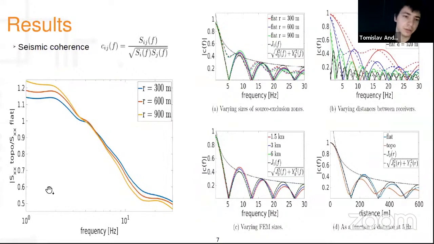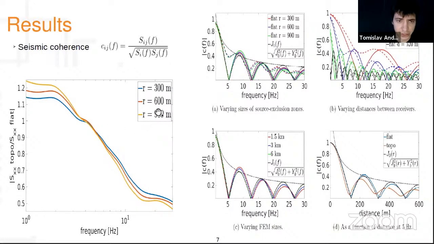The first measure that we were using is the ratio of autospectral densities of the topographic model case and the flat model case. And that's shown in the plot on the left. So as you can see, topography basically acts as a low pass filter. It scatters out the waves that have frequency approximately higher than 4 Hertz. So in some sense, it shields our test mass from distant sources.